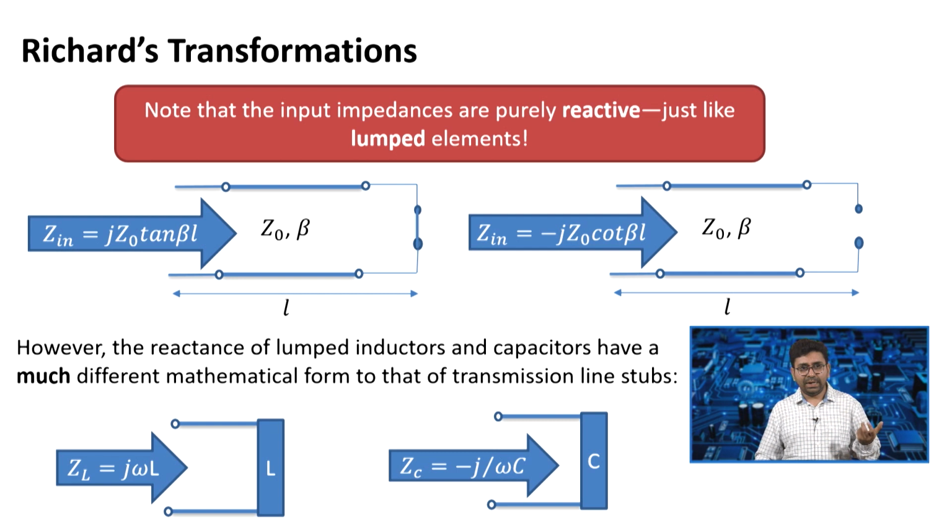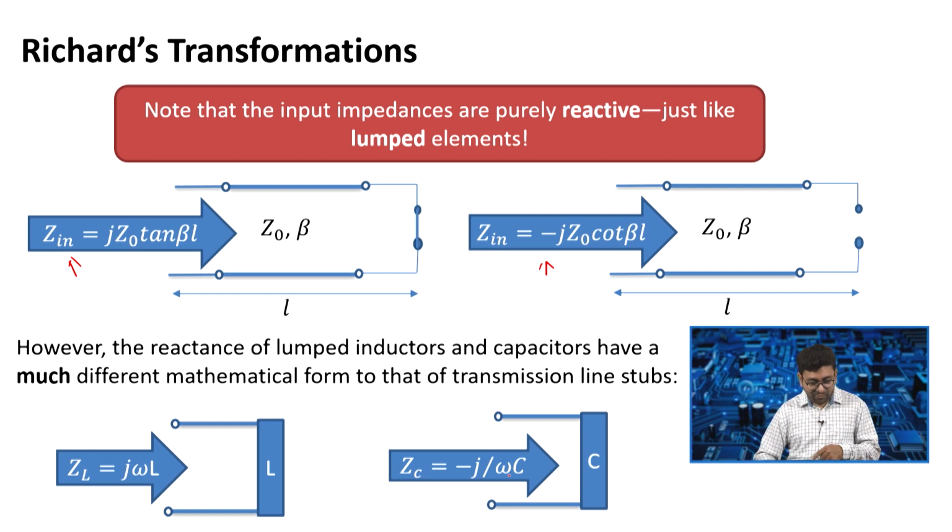Why it is important to understand the Richards transformation: in many high frequency circuits, if you are going for millimeter wave or sub terahertz transceiver design, you can realize an inductor or capacitor by just using a length of transmission line. We already know for short circuit Zin is equal to J Z0 tan beta L, and for open circuit minus J Z0 cot beta L. You can easily represent Zin in terms of ZL, which is equal to J omega L, and ZC, which is equal to minus J by omega C.